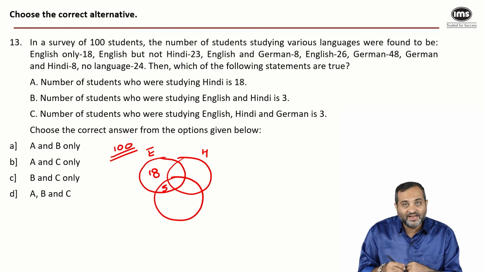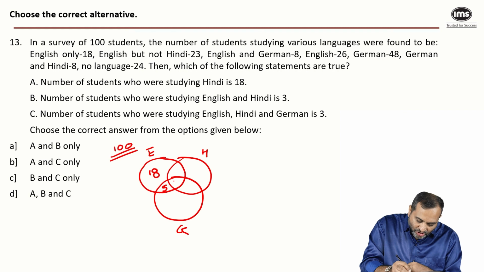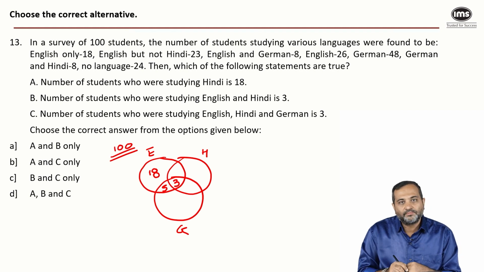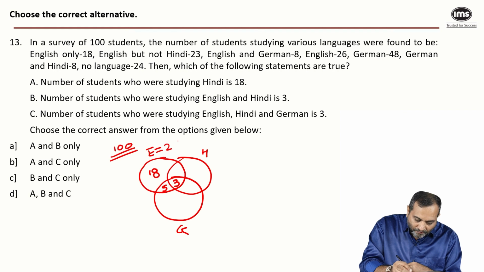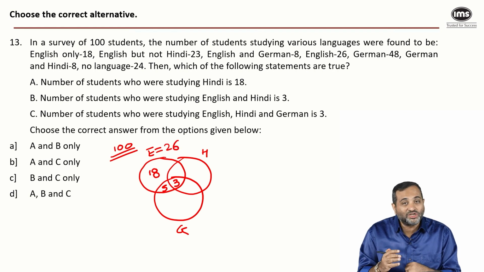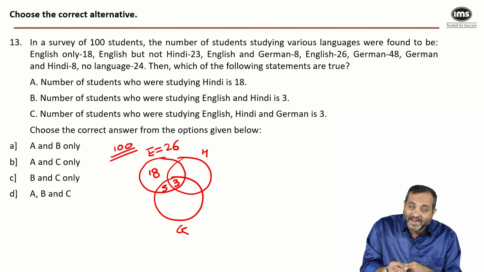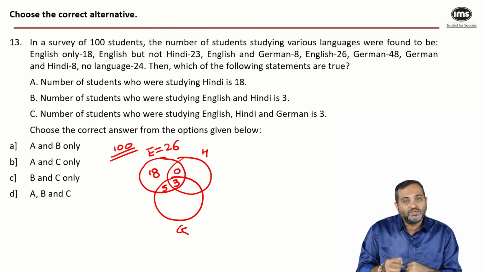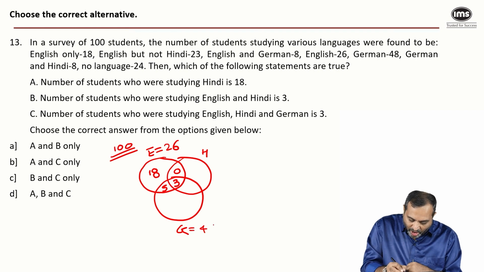English and German is 8. So if this is German, English and German has to be 8. So this turns out to be 3. English is 26. So total number of students who are studying English is 26. So I now know 18 plus 8 is already a 26. That means this part will become a 0. German 48. But I will get 2.